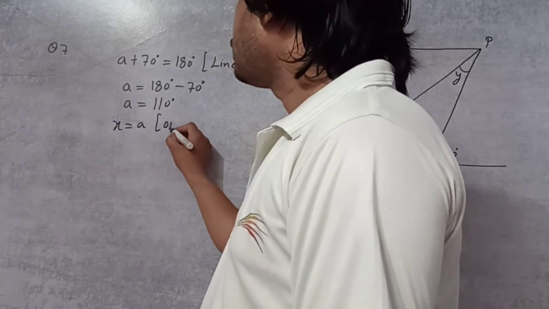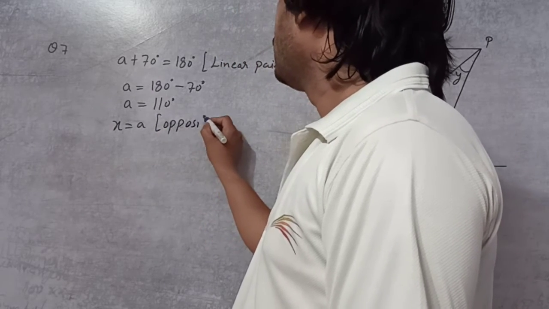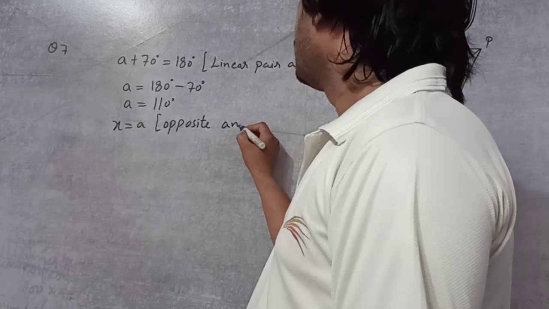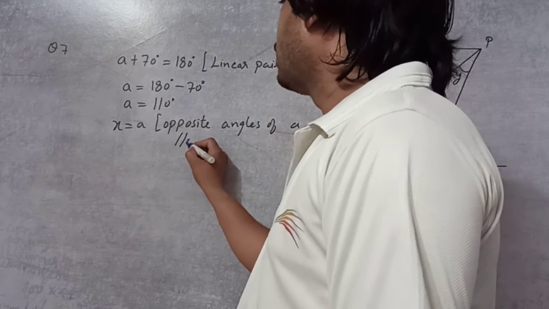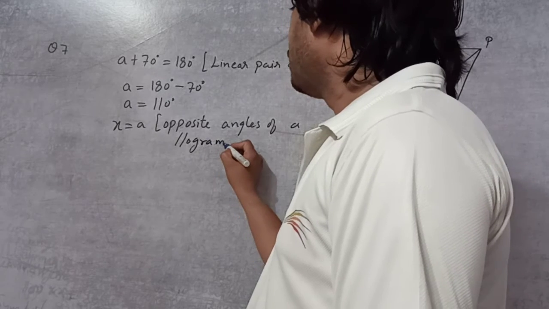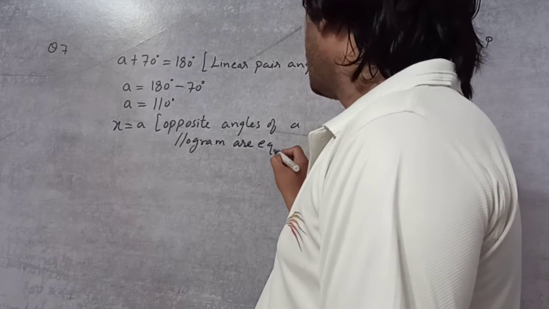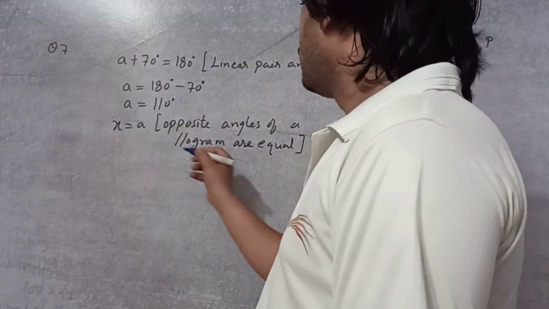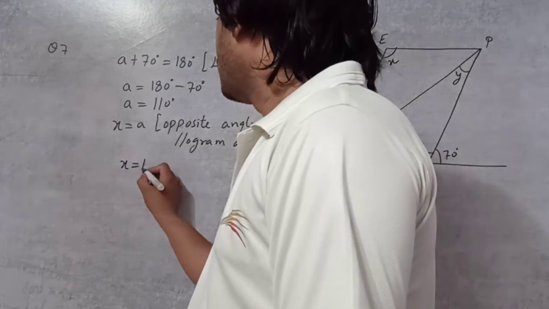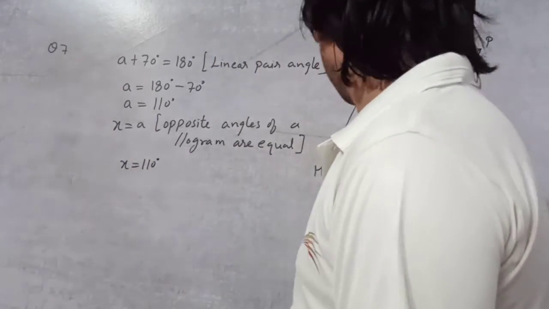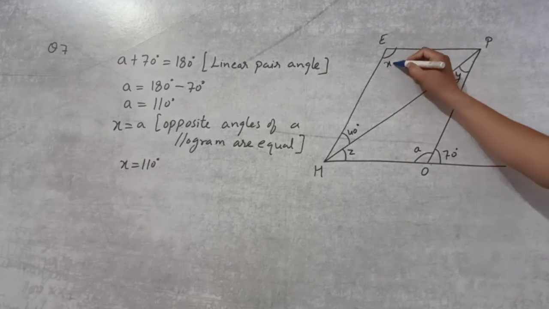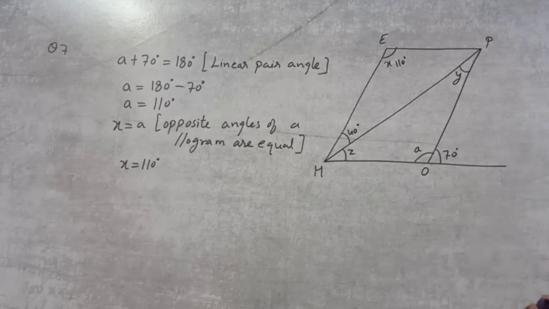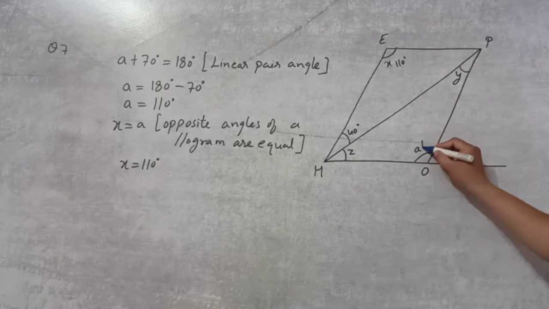Why? We know the property: opposite angles of a parallelogram are equal. So X equals 110 degrees. So X we have got, 110 degrees. Now we have to find the Y and Z, and this A is 110 degrees.